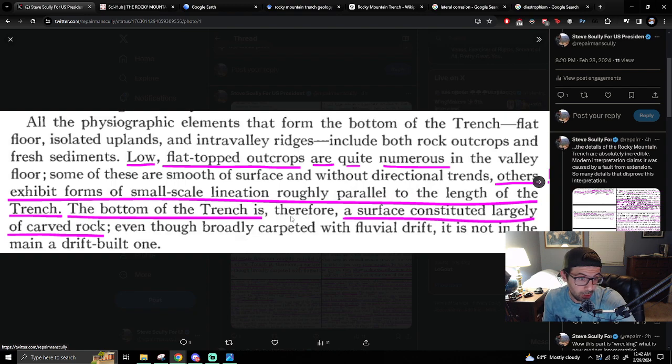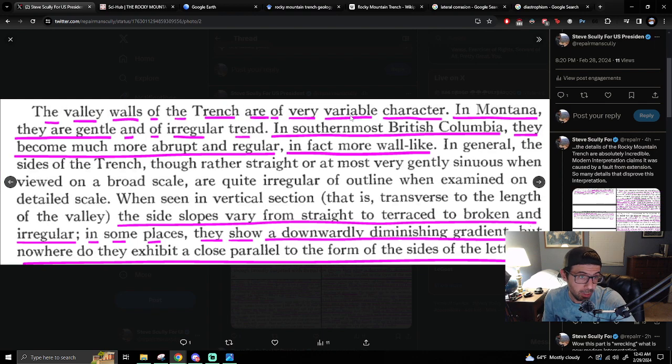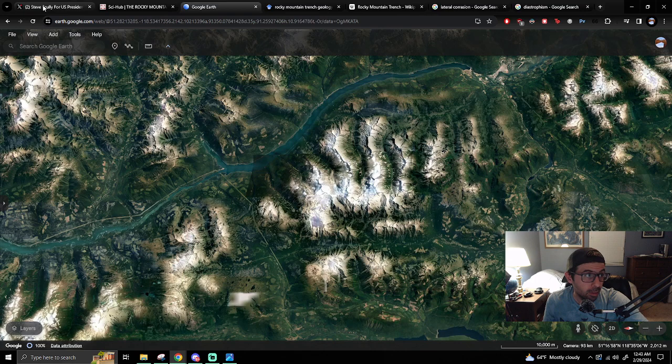The bottom of the trench is a surface constituted largely of carved rock. The valley walls of the trench are of a very variable character. In Montana, they are gentle and of a regular trend. Gentle, almost as if the current is no longer quite as rigorous as it reaches Montana. In southernmost British Columbia, they become much more abrupt and regular, in fact more wall-like, which is earlier in the current path.